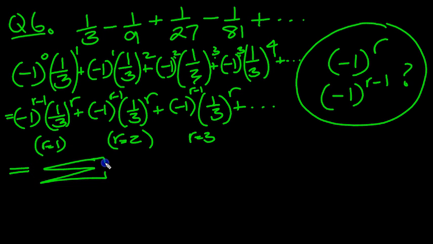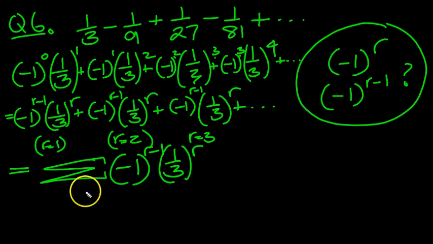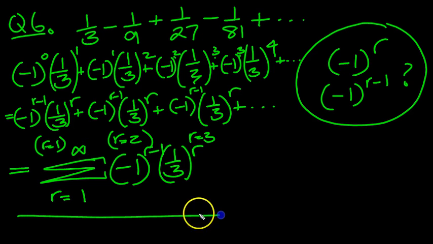Yeah? So now we've verified it, we can write the series in sigma notation. So it's a third to the power r, minus 1 to the power 1 less. Let me just write that out with a little bit more room. So it's a third to the power r, minus 1 to the r minus 1. There we go. And we started from r equals 1, and it's an infinite sequence. There we go. That's question 6 done.